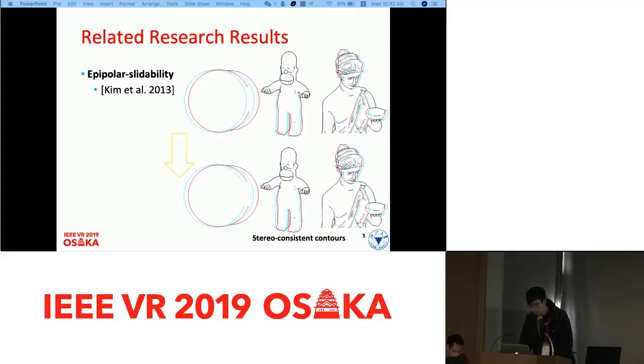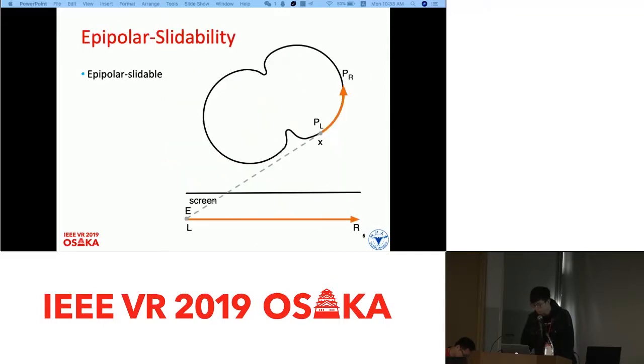Researchers have already made some efforts in this field. In 2013, King and his colleagues first addressed this problem and presented a method. They introduced the concept of epipolar-slidability and successfully achieved the stereo-consistent rendering of contours. Specifically, they introduced a criterion named epipolar-slidability to detect the consistency of contours at stereo views.